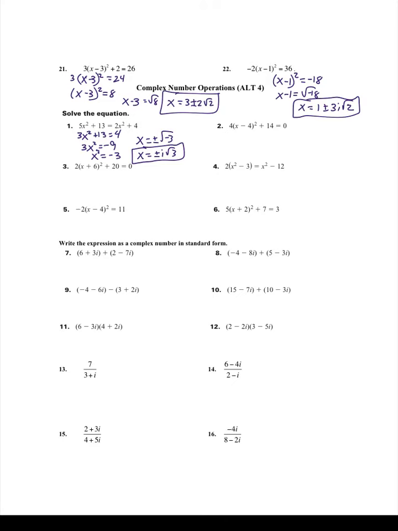For the next one, we're going to subtract 14. Divide both sides by 4, and we get x minus 4 squared equals negative 14 over 4.